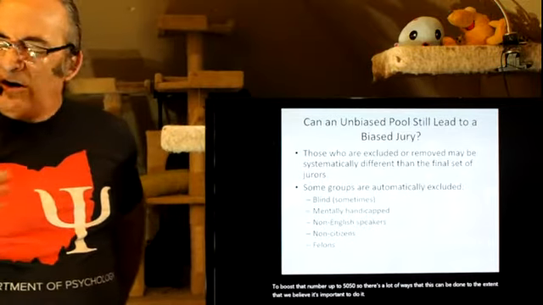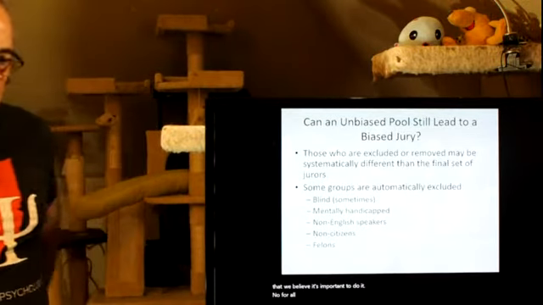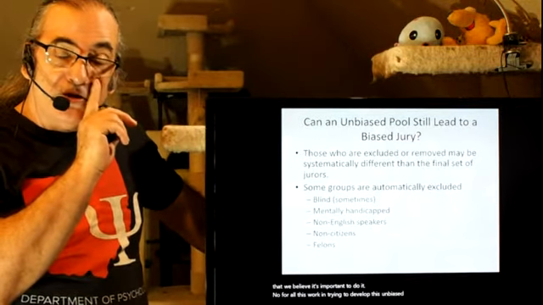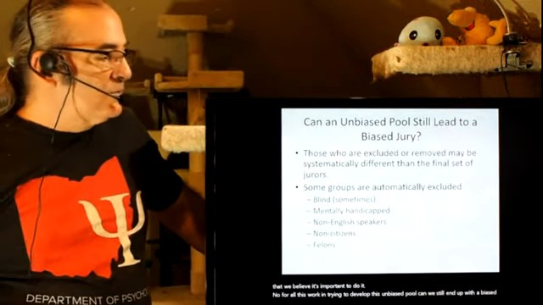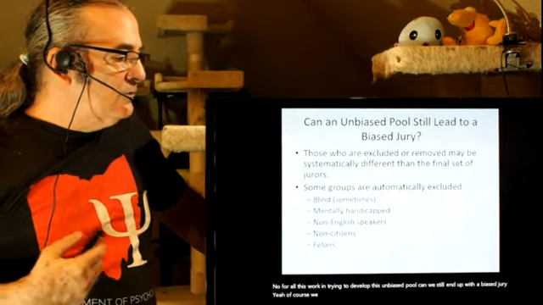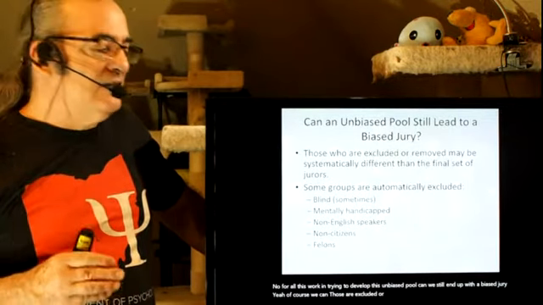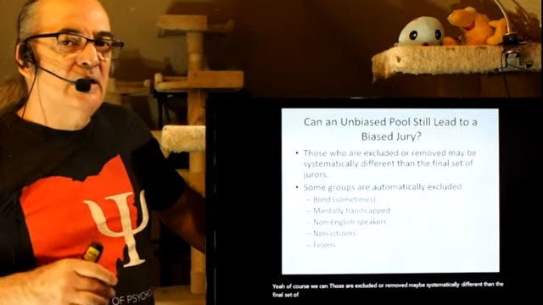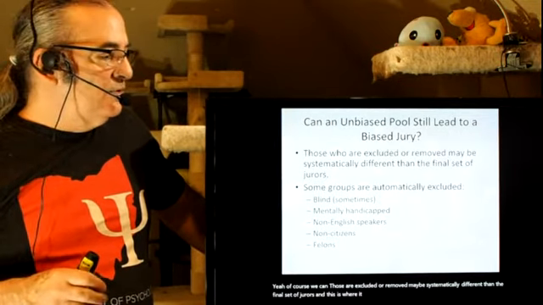Now, for all this work in trying to develop this unbiased pool, can we still end up with a biased jury? Well, yeah, of course we can. Those who are excluded or removed may be systematically different than the final set of jurors, and this is where it gets dangerous, if you will.